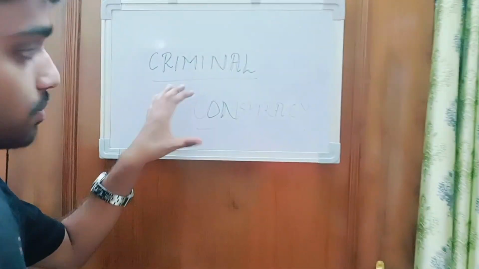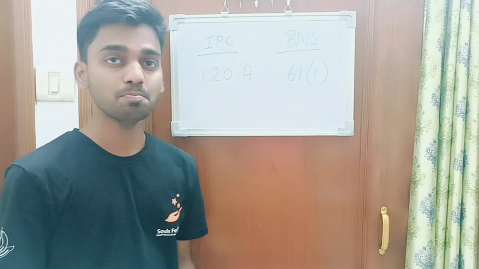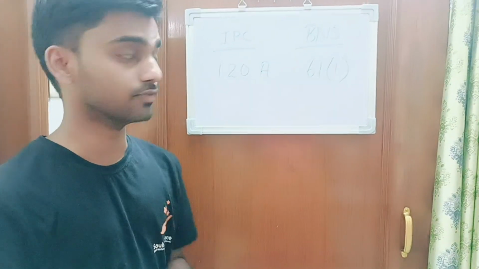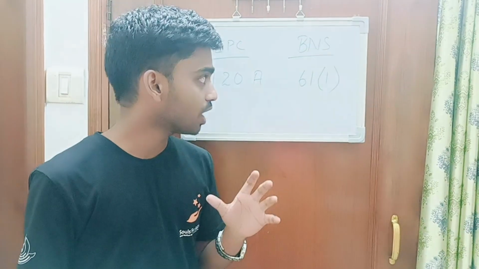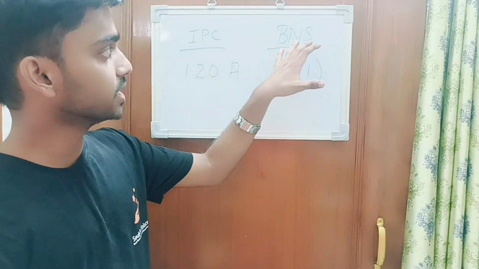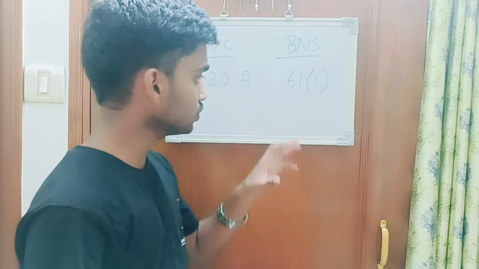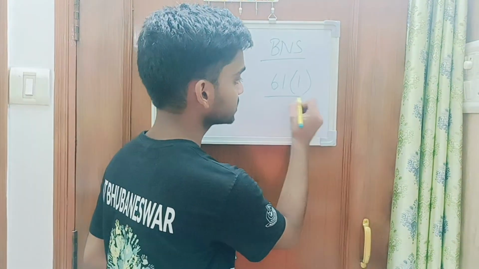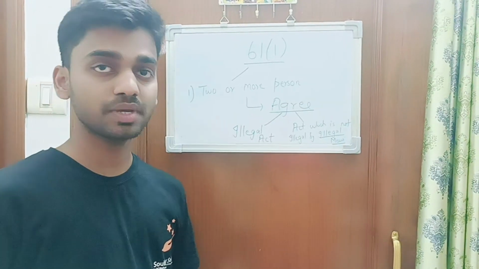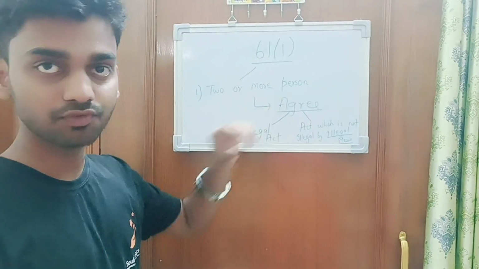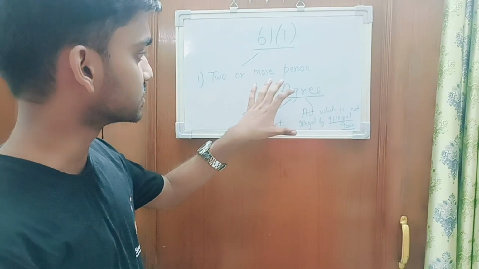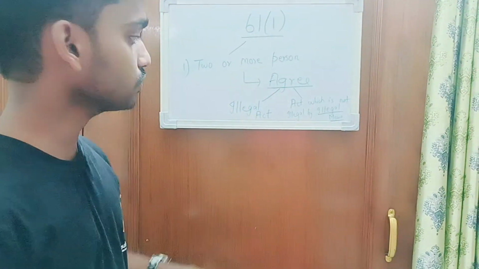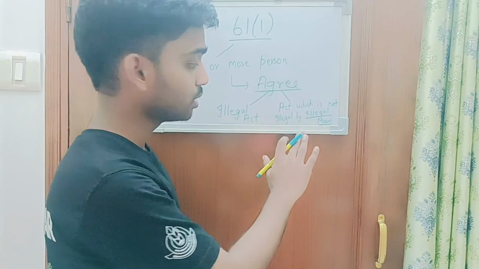We will be discussing a very important criminal topic, that is criminal conspiracy. Previously, the offense of criminal conspiracy was defined under section 120A of the Indian Penal Code, but now it has been given under the BNS, that is Bharatiya Nyaya Sanhita 2023, under section 61 subsection 1. So basically, under section 61 subsection 1, criminal conspiracy is when two or more persons agree to do an illegal act, or an act which is not illegal by illegal means.